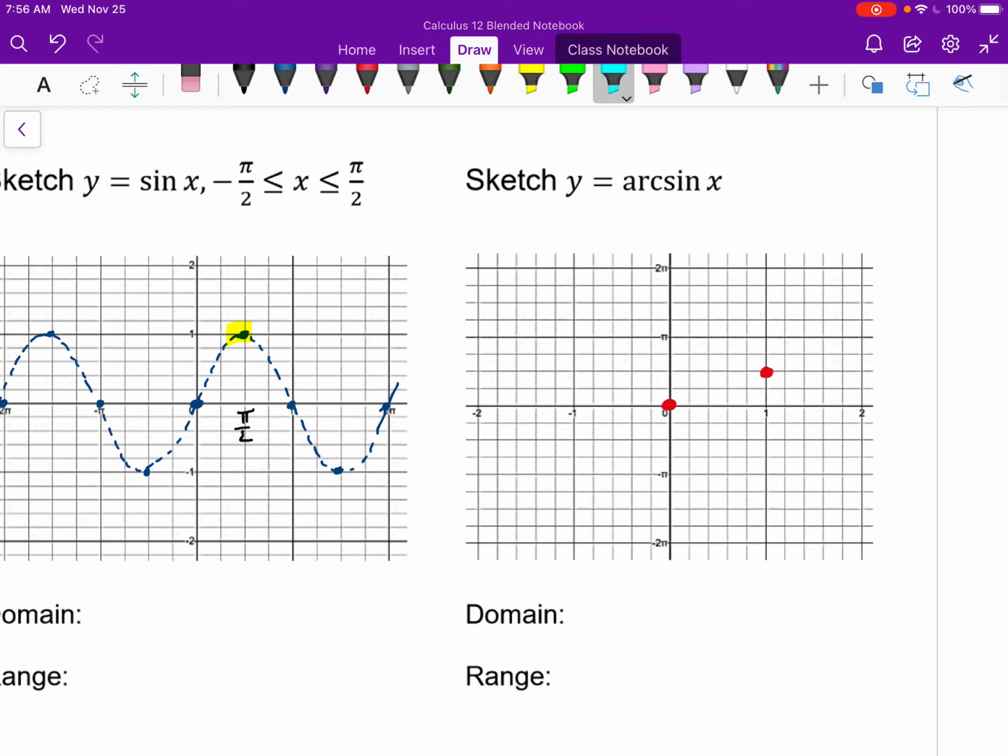And this point right here, which is at negative pi over 2 comma negative 1. The inverse of that would be at negative 1 comma negative pi over 2. And this point right here, which is at 3 pi over 2 comma negative 1, would be at negative 1 comma 3 pi over 2, which is right.